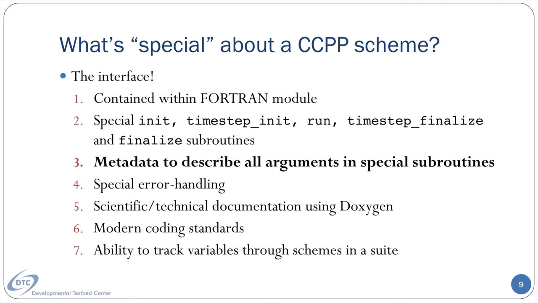Most importantly, and the fuel that drives the CCPP, is metadata. There should be metadata describing all arguments to the non-empty subroutines. This is key. Other requirements are special error handling characteristics, adherence to modern coding standards, and scientific and technical documentation using Doxygen markup.